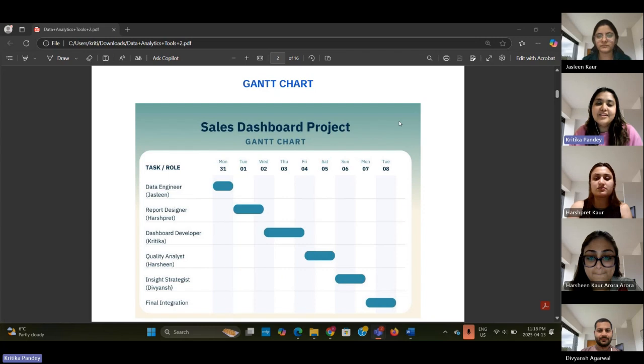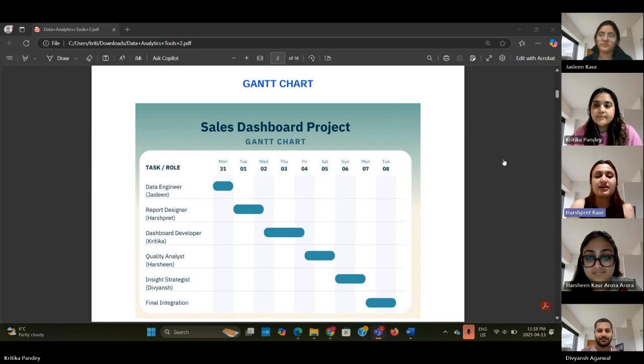Hi, I'm Kritika, and I'm the dashboard developer, and I was responsible for designing and developing the interactive dashboard for this analysis. Hi, I'm Jasleen Kaur and I contributed to this project as a data engineer. I was responsible for data pre-processing to support this analysis.